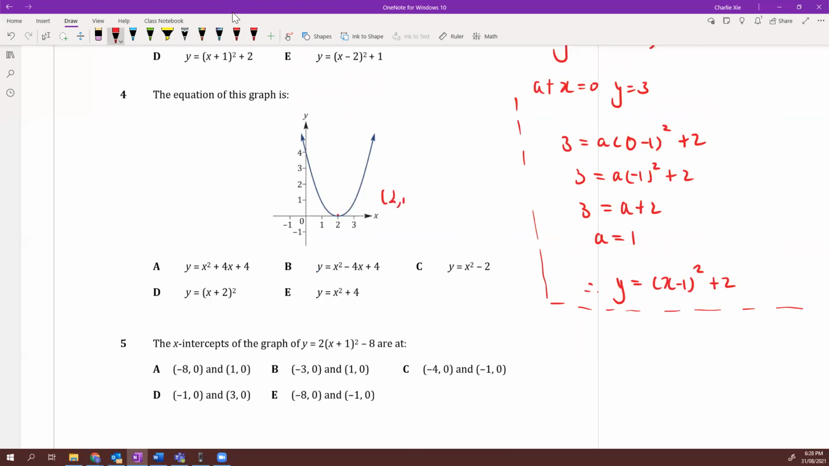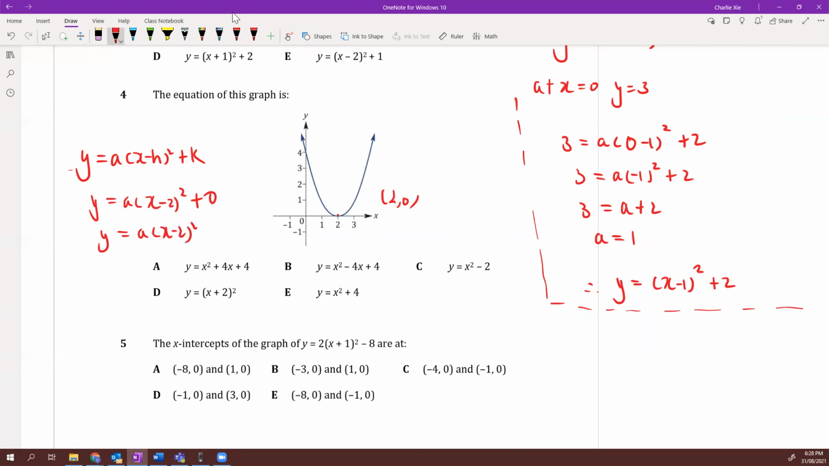Turning point is (2, 0), and therefore that's y equals a. Again, turning point form is a bracket x minus h squared plus k. So that's your turning point form. Your turning point is (2, 0), which means h is 2, k is 0. So y equals a times (x minus 2) squared plus 0. So y equals a(x minus 2) squared.